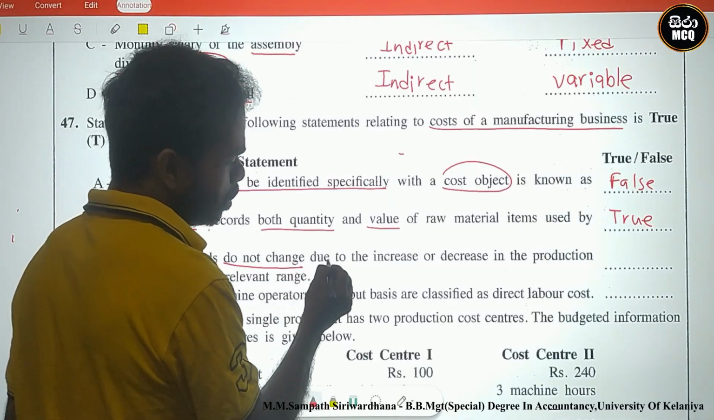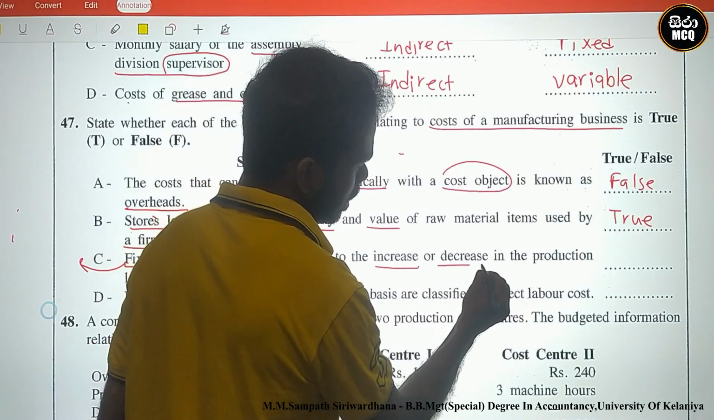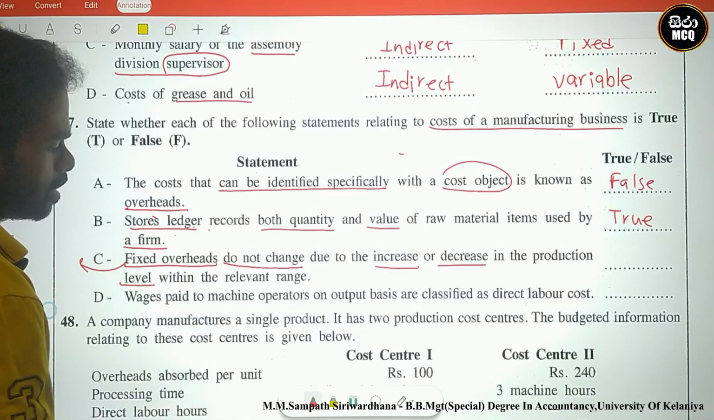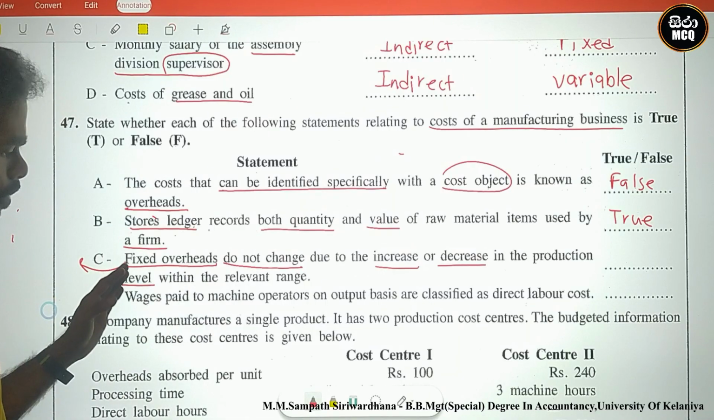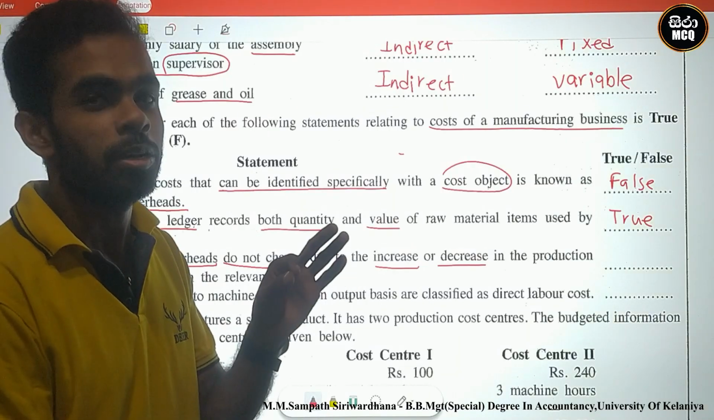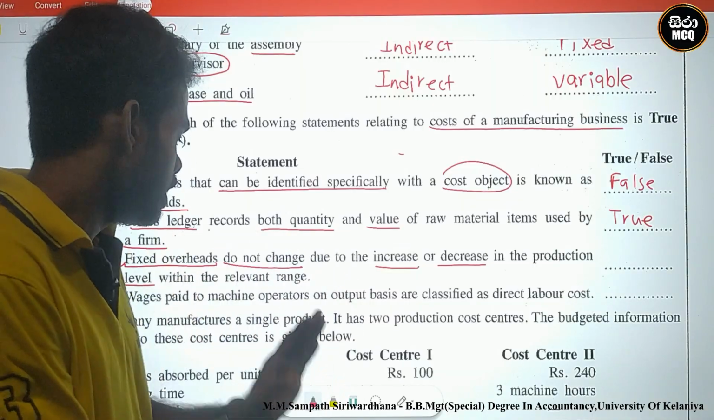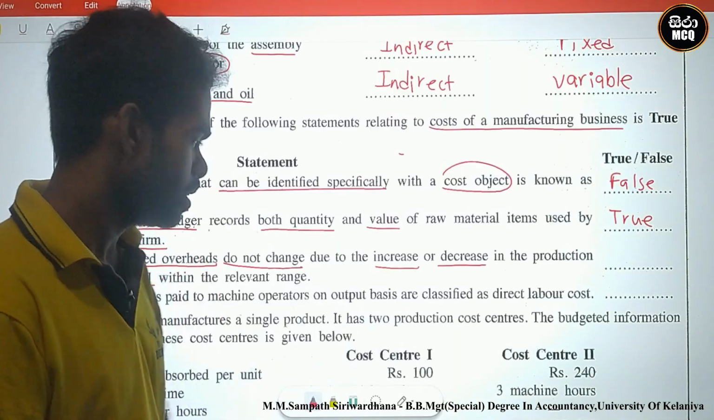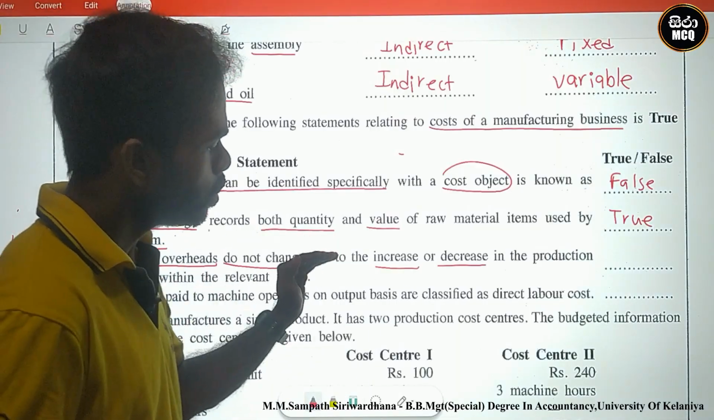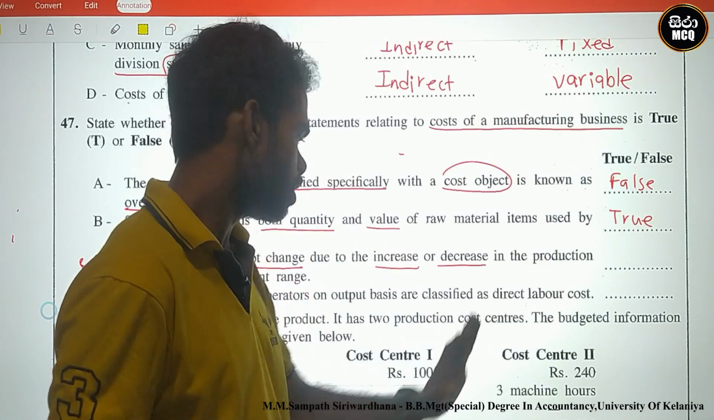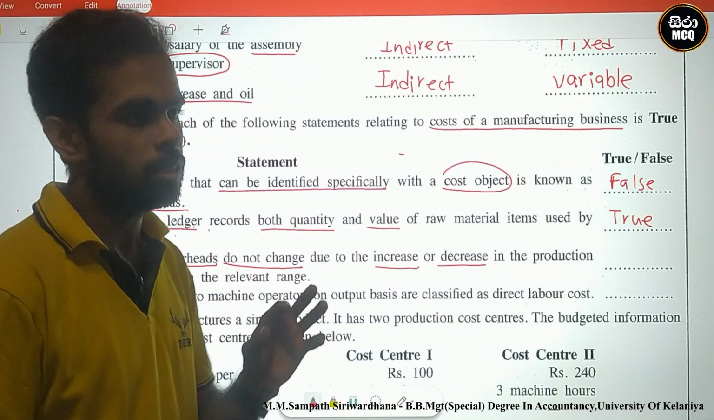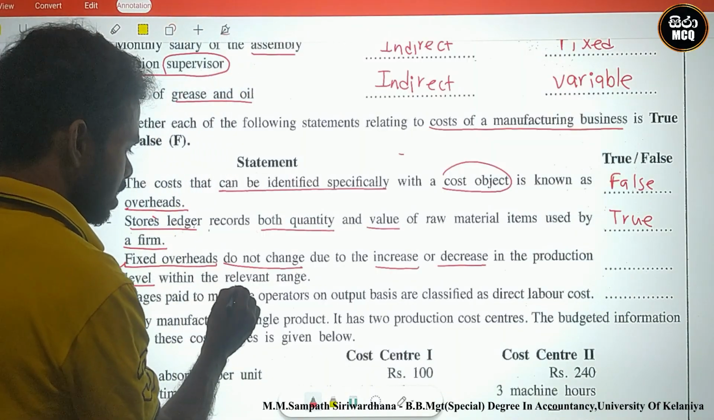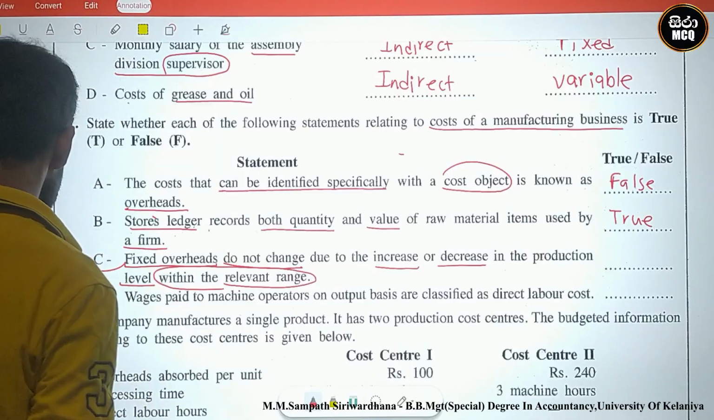Fixed overheads do not change due to the increase or decrease in the production level within the relevant range. Look here, what example can we get? The monthly salary of the supervisor does not change due to the increase or decrease in the production level. Production level means production units. Within the relevant range. Look here, this is within the relevant range. What is the meaning of that?